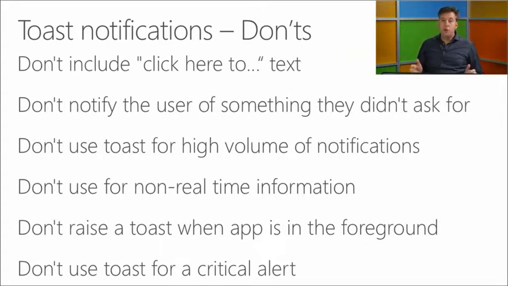So when you're using Toast notifications, don't use text like "click here", because again, the user's in control. Just give him the message of what's happening and let the user decide what to do. Don't notify the user for something they didn't ask for. If they didn't ask for notifications in the app to get new data, etc., don't do it automatically. And also don't toast for a high volume of notifications.